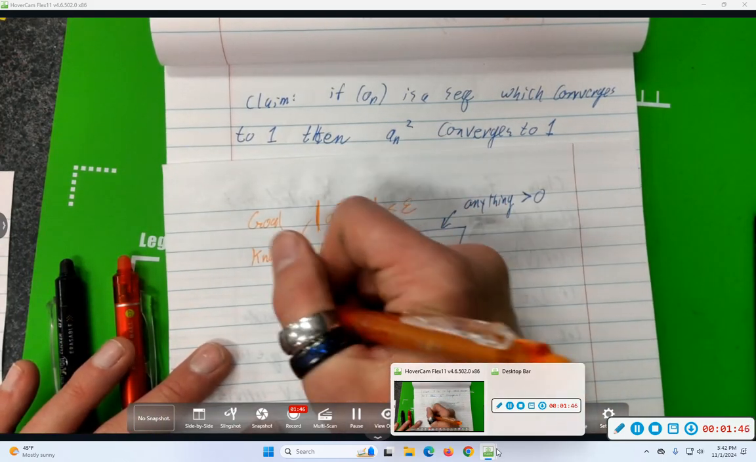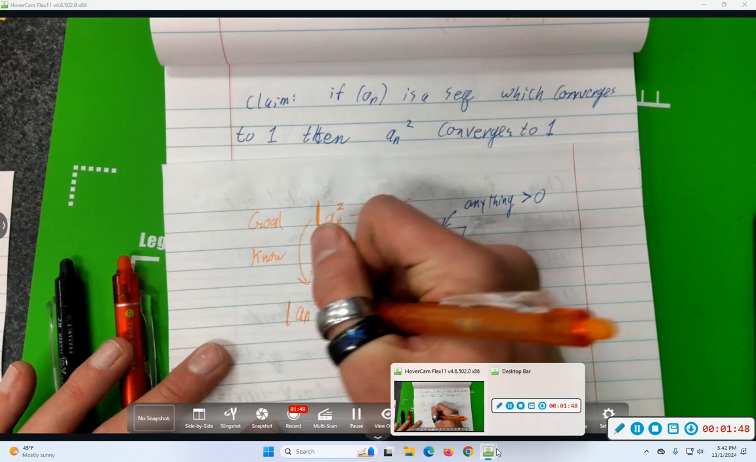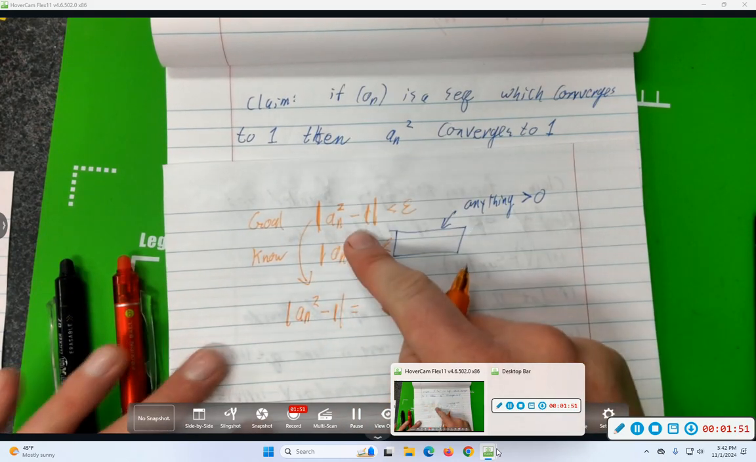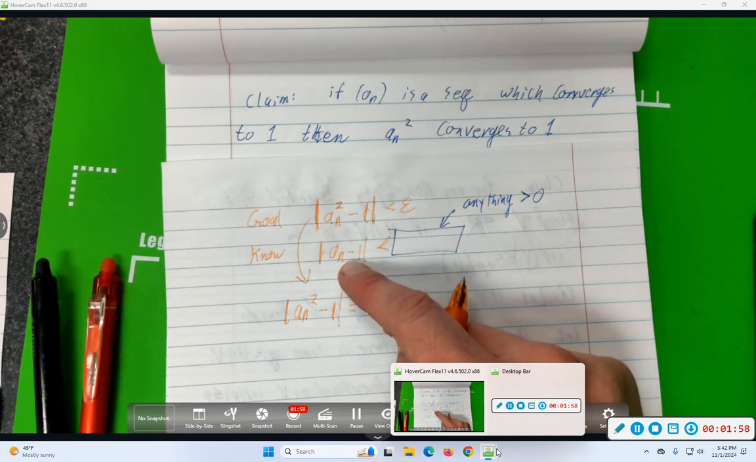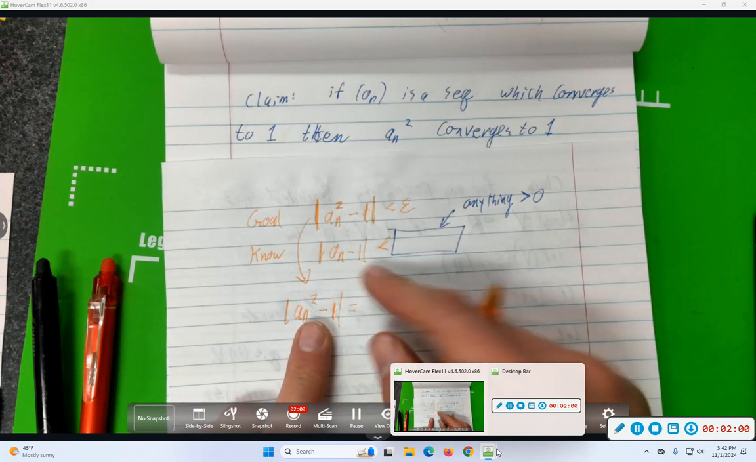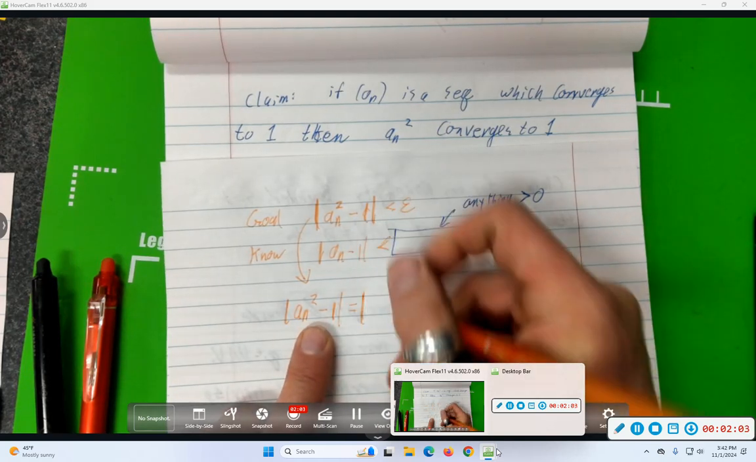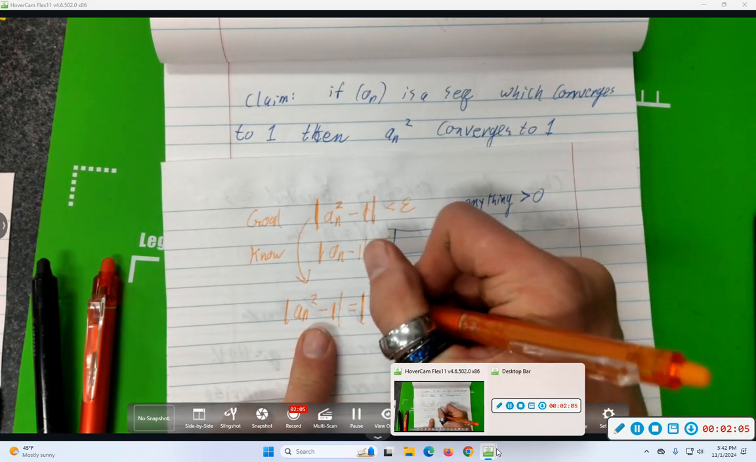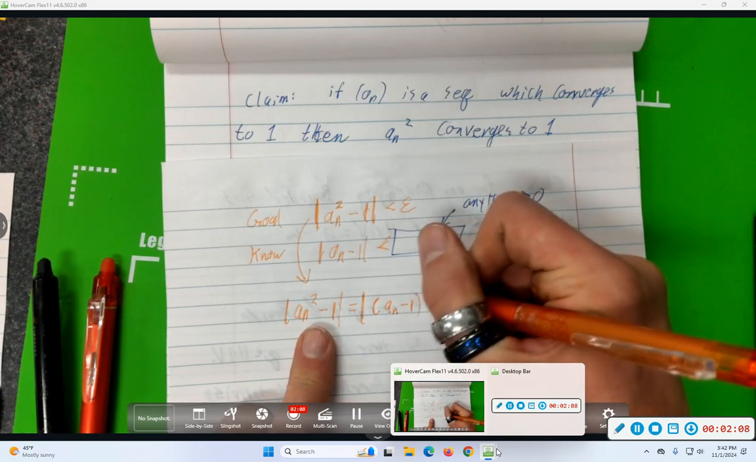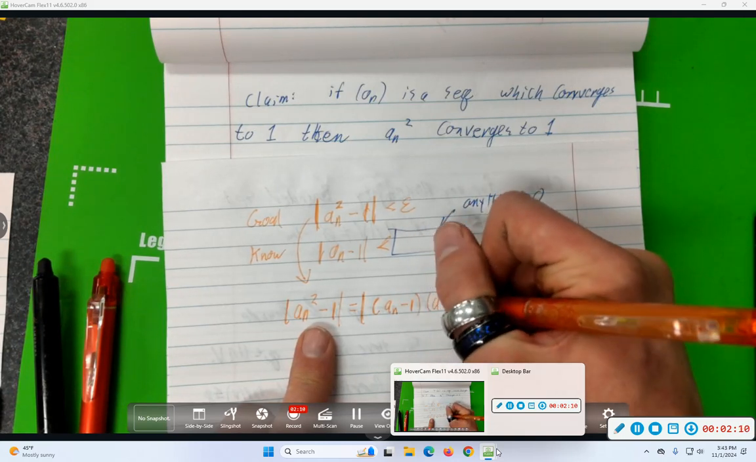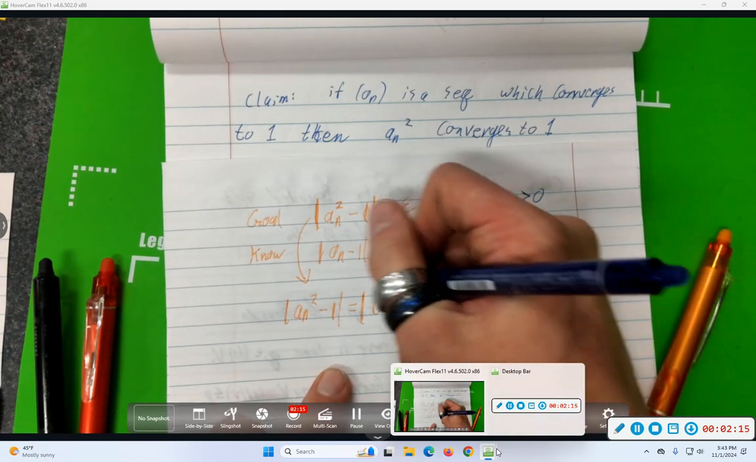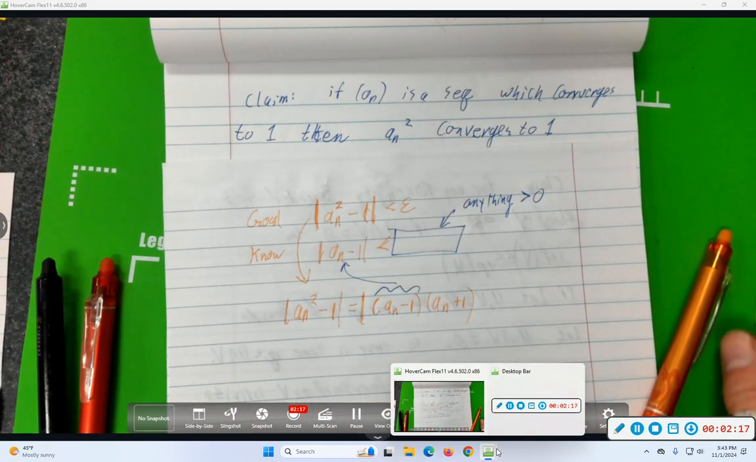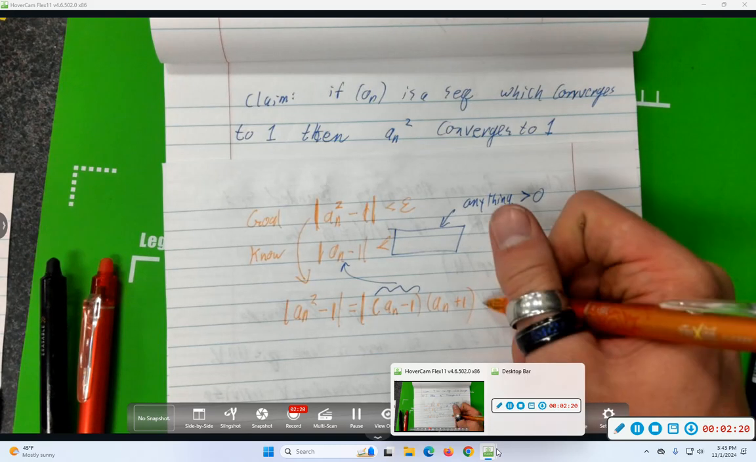So I'll look at the goal. This thing that I want to show to be small, if I can get it in terms of this a_n minus 1, then that'll be helpful. Maybe here's the mindset I'll take. This looks like a difference of squares. Let's start with that. This isn't the only way to shake this particular stick. Oh, that's good. There's something that I just know is small. So let's pull that out and see what we can do.